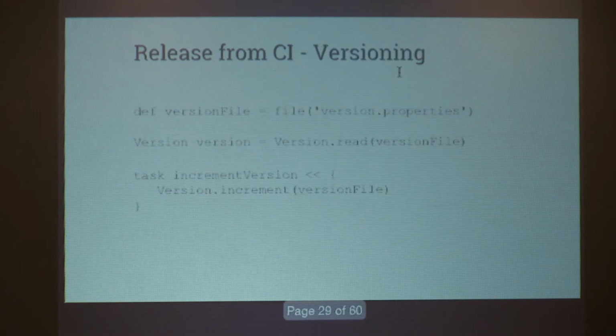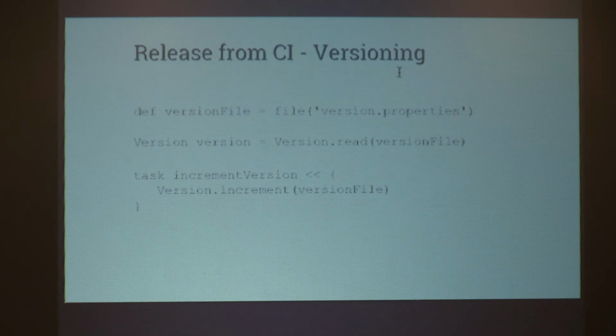Yeah. Okay. So let's look at version updates first, right? You need some way to persist your version information. For instance, you could put it in some properties file in the simplest way, like done here, and then you can create a custom class that just enforces your version scheme, so that it's able to read that file, increment the version, and write it back to the file. And then you just create a simple task.